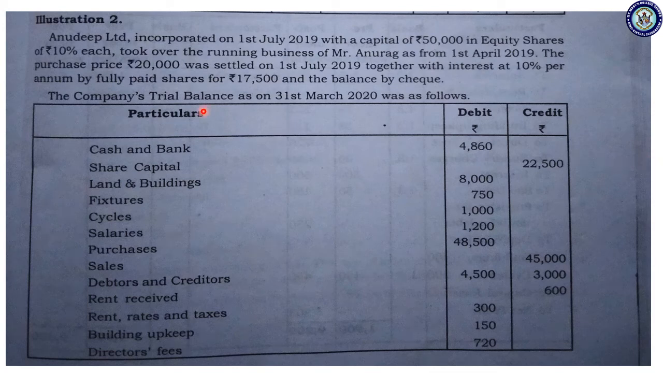So the company trial balance as on 1st March 2020 was as follows. So they have given the trial balance. First, classify the items as P&L item and balance sheet item. Then for the P&L items, we'll classify the ratios. The first one is cash at bank. So cash at bank is a balance sheet item.